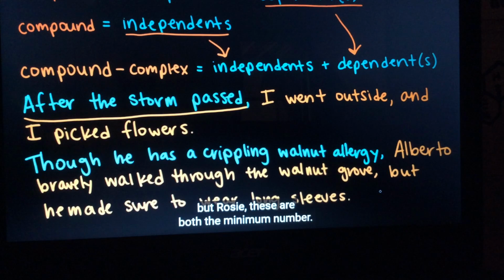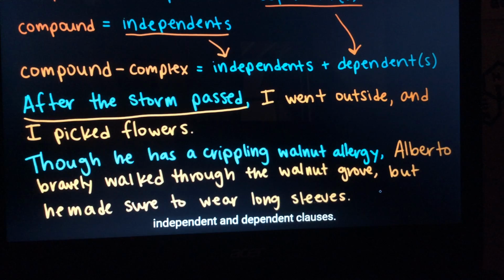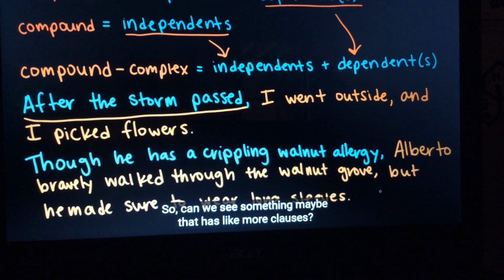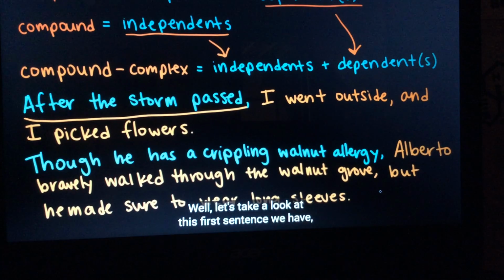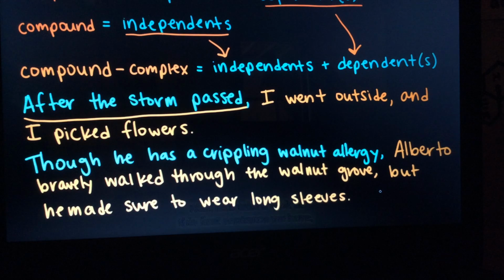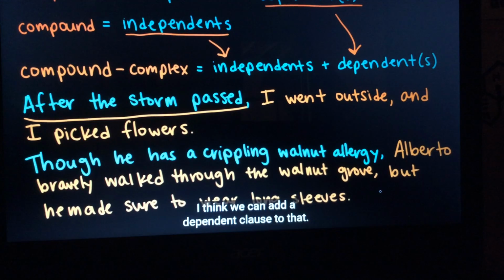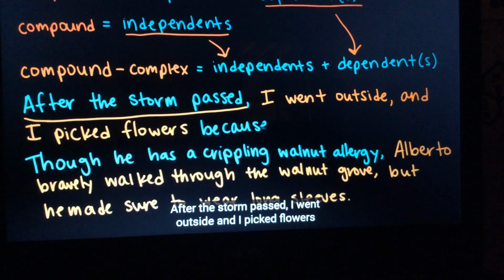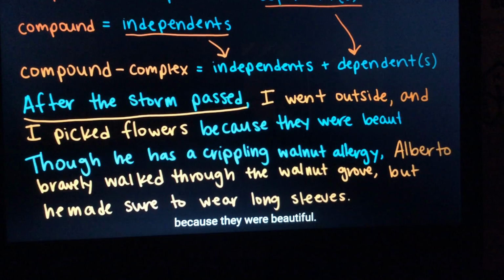But Rosie, these are both the minimum number. These sentences both have the minimum number of each independent and dependent clauses. So can we see something maybe that has like more clauses? Yeah, sure. Well, let's take a look at this first sentence. I think we can add a dependent clause to that. Let's give it a try. After the storm passed, I went outside and I picked flowers because they were beautiful.